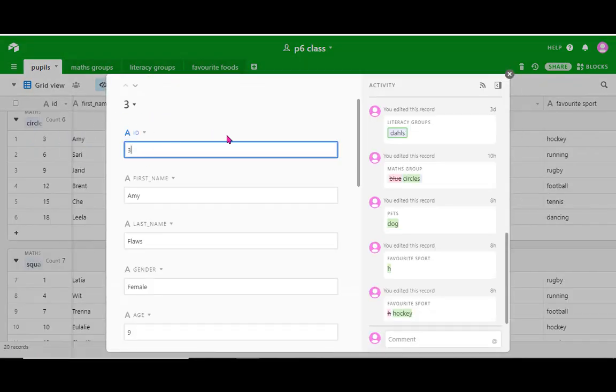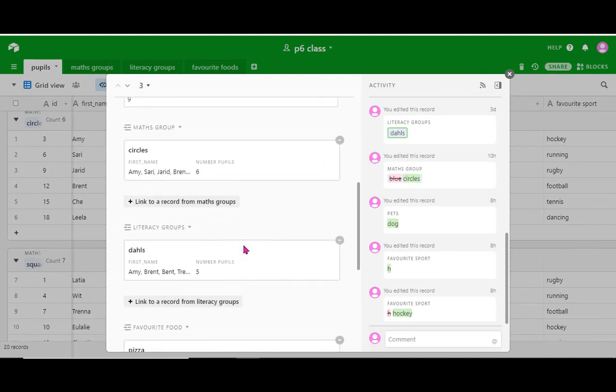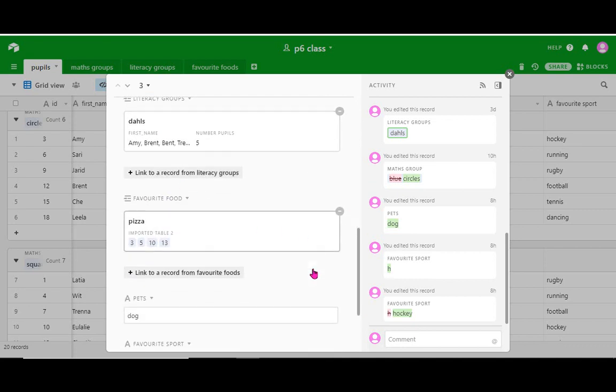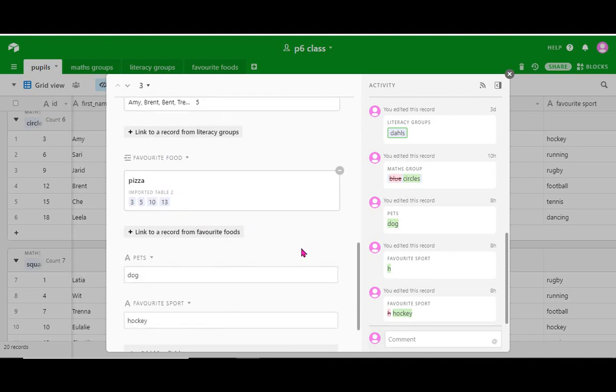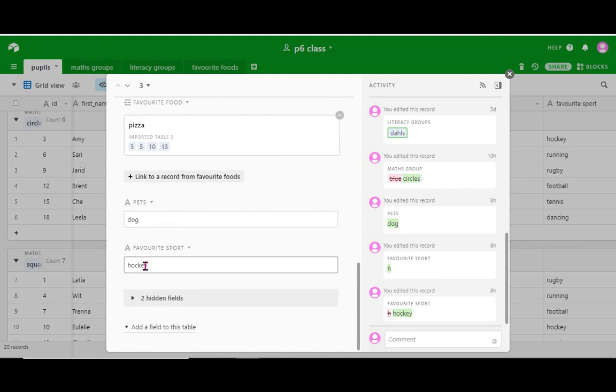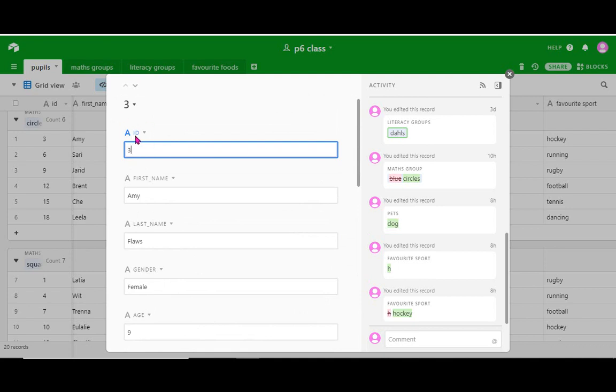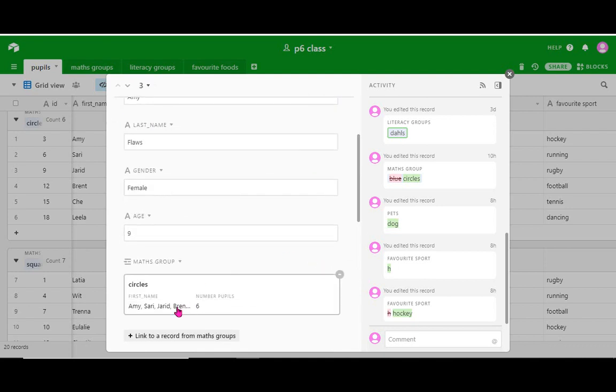If I pick here on person number 3, you'll see this is Amy Flaws, she's 9, this is the maths group she's in, it's the literacy group she's in, her favourite food is pizza, it tells me who else likes pizza, she has a pet dog, her favourite sport is hockey, and that's unique to a database where each record, all of that information in the different fields is related to that person. It's related to person number 3, which is Amy, and it's shown me where she relates to other people, how many other people are like her.